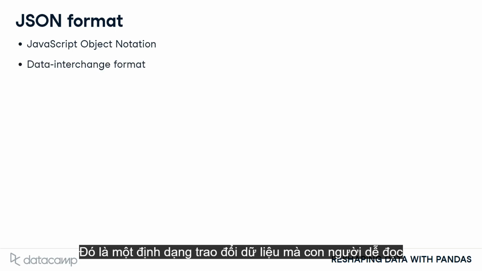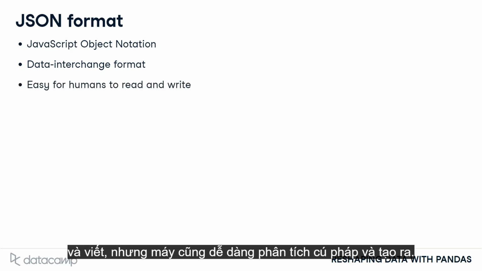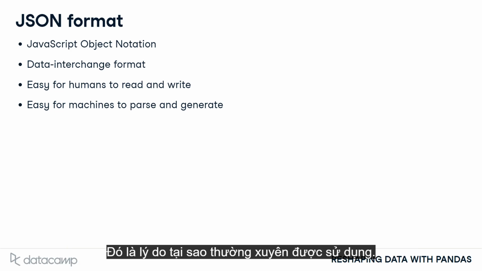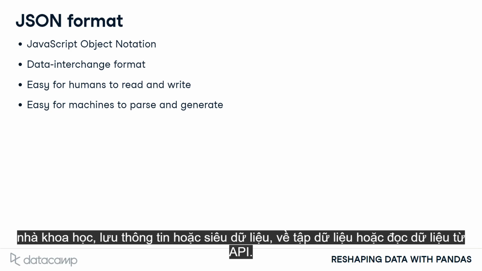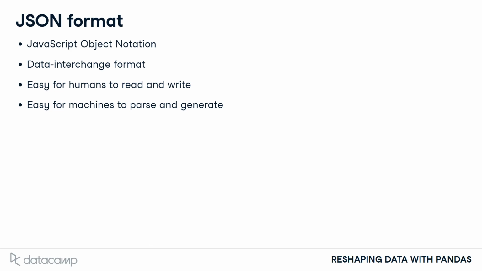It is a data interchange format that is easy for humans to read and write, but is also easy for machines to parse and generate. That's why it's frequently used. JSON files are commonly used when sharing data between applications and data scientists, saving information or metadata about a dataset, or reading data from an API.